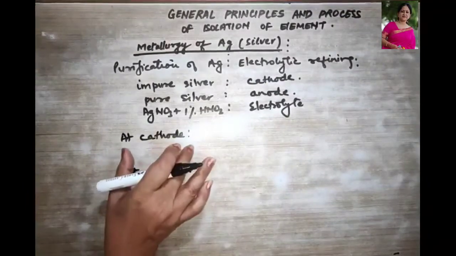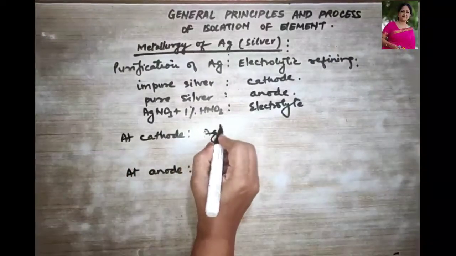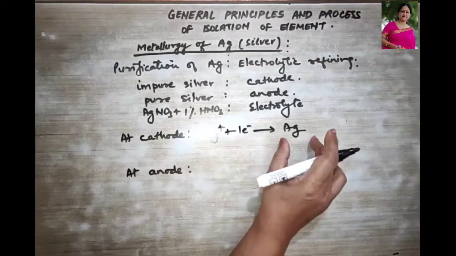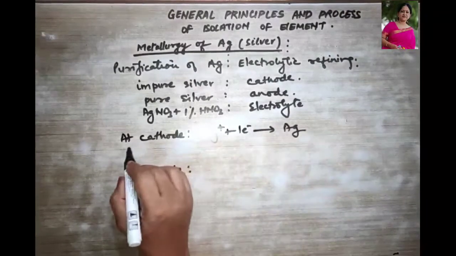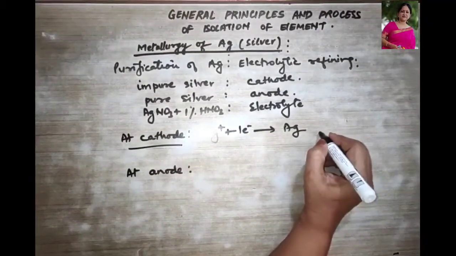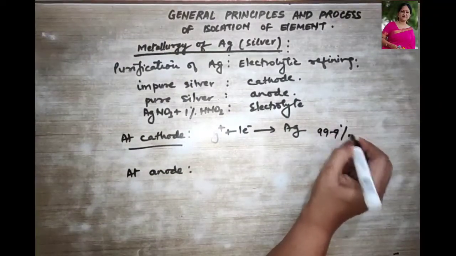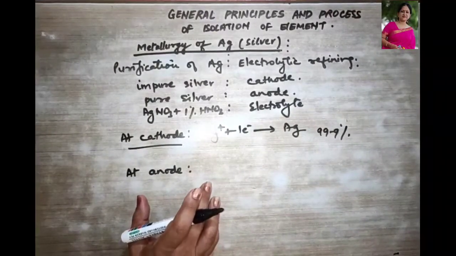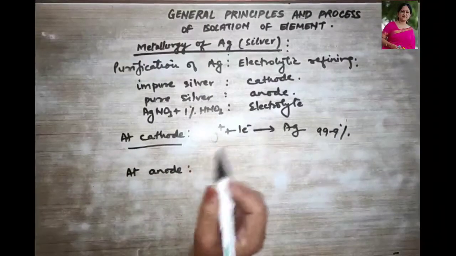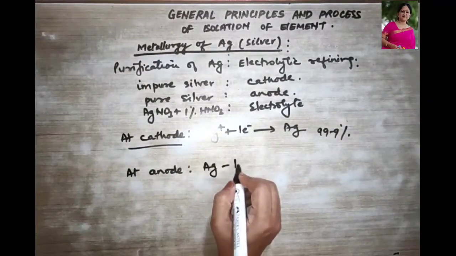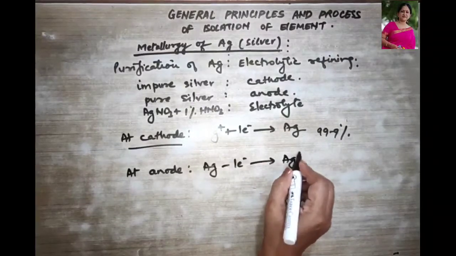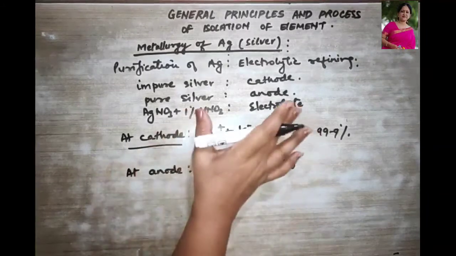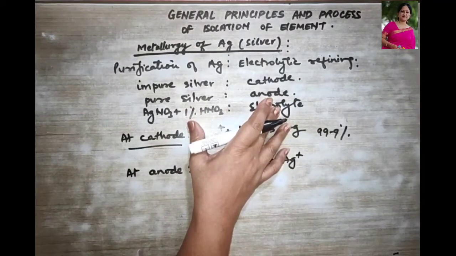Okay, so what do we observe at cathode and what do we observe at anode? So let's see over here. At cathode, the silver ion is going to accept one electron and deposition of silver will take place. Where? At cathode, and this is now 99.9% pure silver that we have obtained here. Now what happens at anode? Because my anode is made up of pure silver, silver is going to lose one electron and continuously release silver ions in the electrolyte. I hope the metallurgy of silver is also very clear to you.